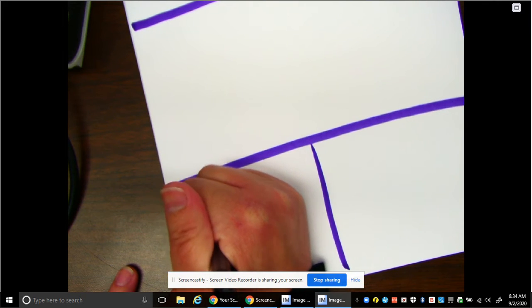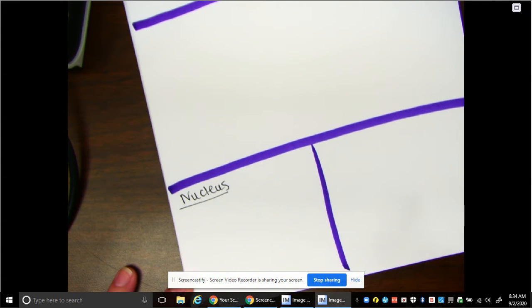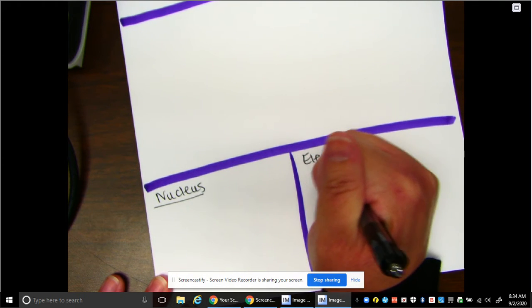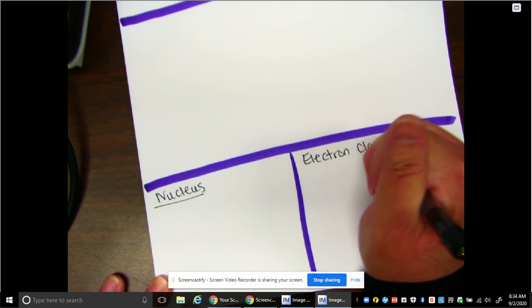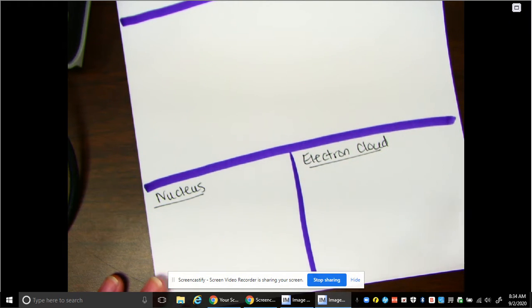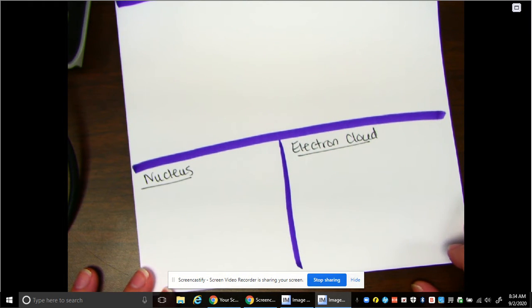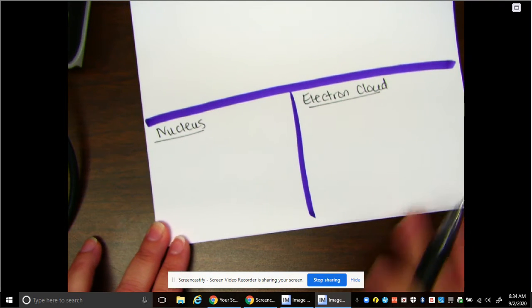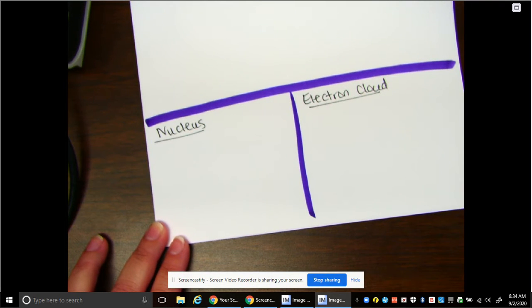Parts of the atom are the nucleus, okay, and the electron cloud. Okay, these are our inner and outer parts, nucleus and electron cloud. And so we did talk about these sections when we did the last video. So let's just review some information.